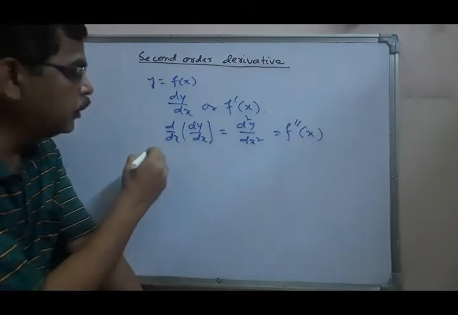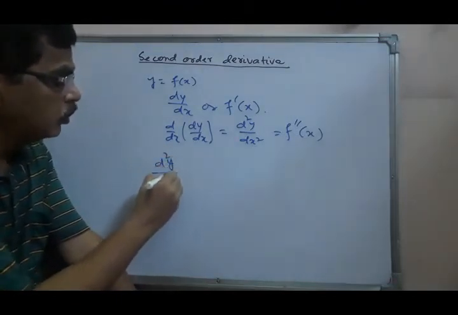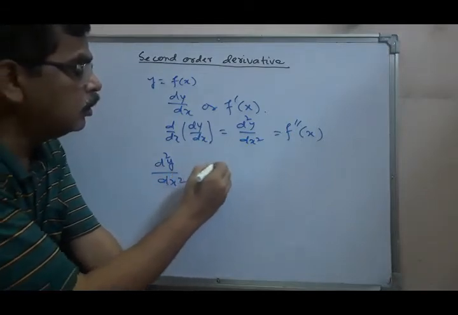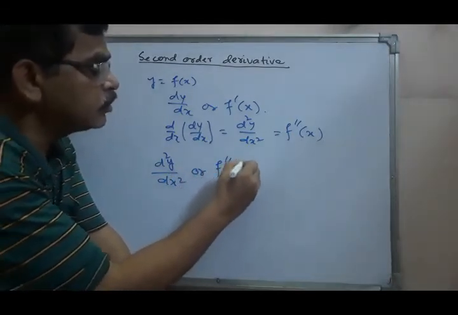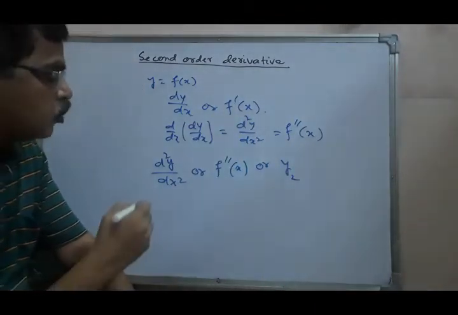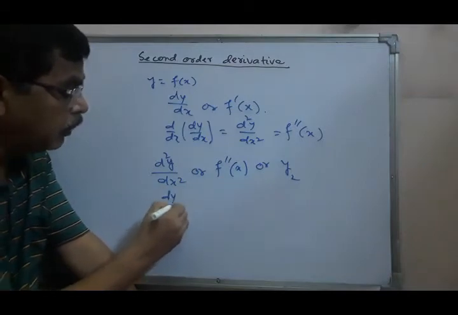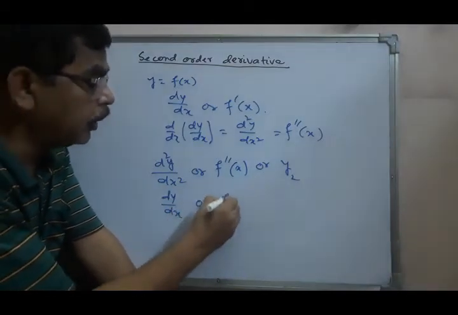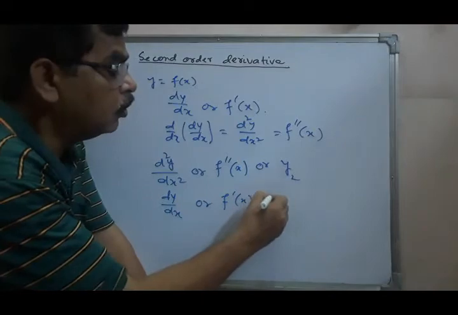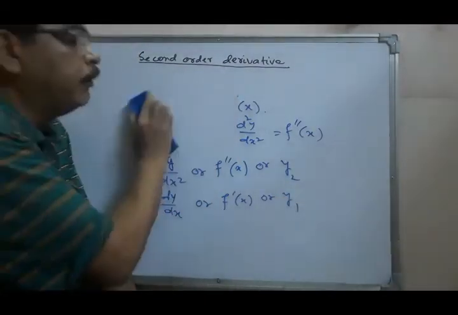So second order derivative is denoted by either d2y by dx2 or f double dash x or y2, and the corresponding first order is also denoted by dy by dx or f dash x or y1. So now we are explaining derivative.